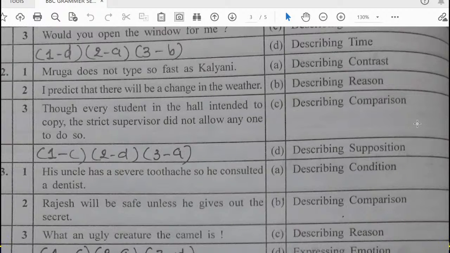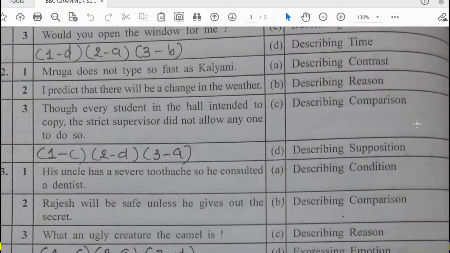His uncle has a severe toothache, so he consulted a dentist. As there is so, therefore, so that used in the sentence, it always suggests result. And if there is no result in the options, it will be connected with reason. Right? Let's see the options.